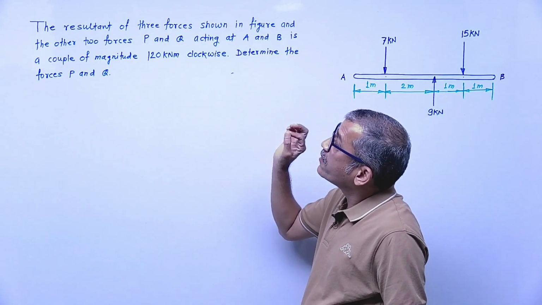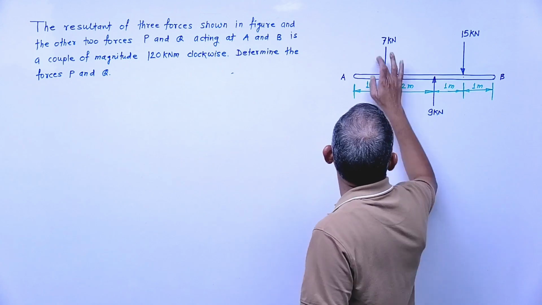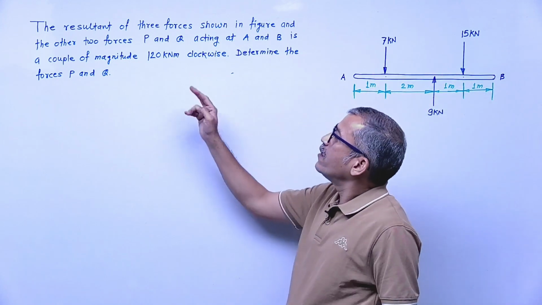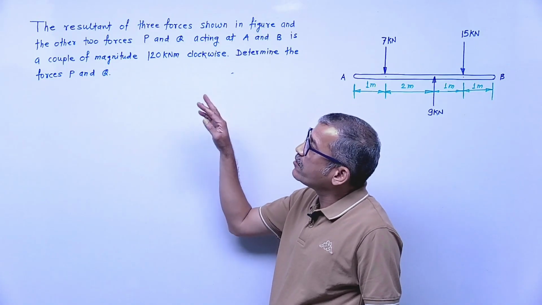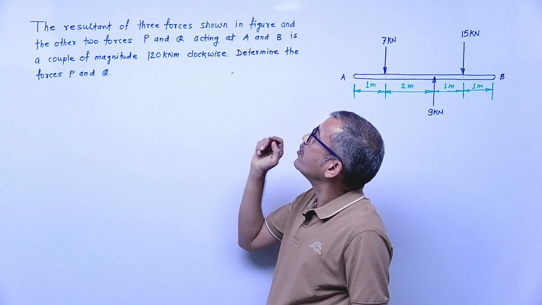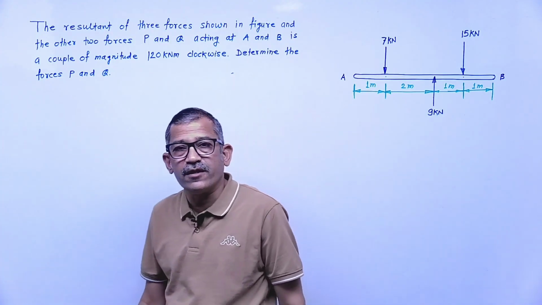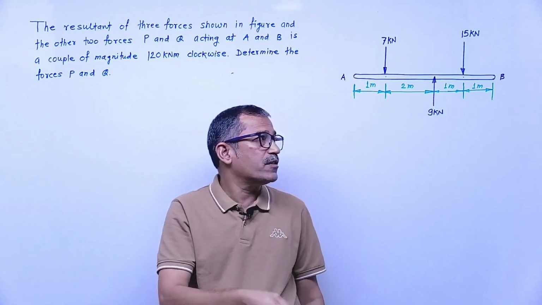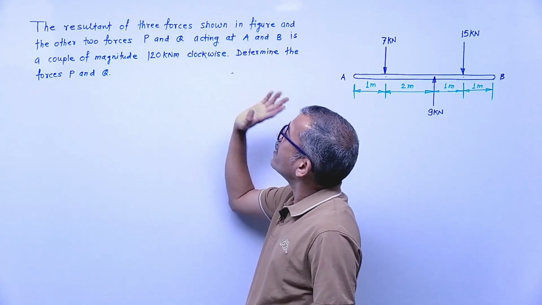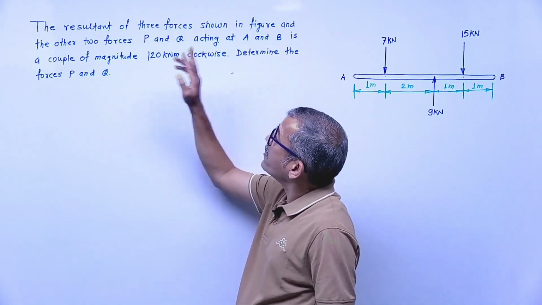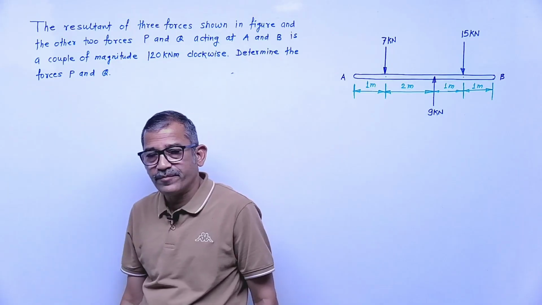What is given? The resultant of three forces shown in figure. Okay, three forces are shown in figure, and the other two forces P and Q, which are not given in figure. It is given in wording: the other two forces P and Q acting at A and B. Means what is resultant given? It is of 5 forces. 3 are shown in figure. 2 are what? P and Q, which are acting at A and B. And your resultant is a couple of magnitude 120 kilonewton meter.